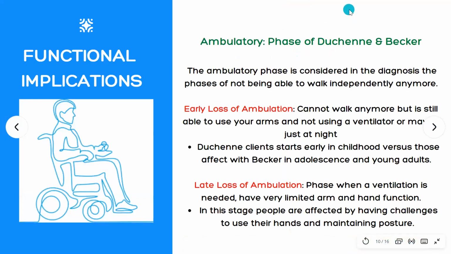And other things too, as far as early loss of ambulation, it would be like an individual cannot walk anymore, but is still able to use their arms, when not using a ventilator, maybe just at night. Most Duchenne clients start early in childhood versus those affected with Becker in adolescence and young adulthood. Late loss of ambulation phase is when ventilation is needed, at which phase they have very little arm movement and hand function. At this stage, people are affected by having challenges using their hands and maintaining posture. So the late loss of ambulation is a bit worse, and they will need a little bit more support.